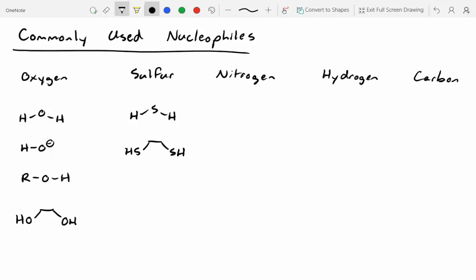For nitrogen, we know that we can have primary or secondary amines. They're pretty common. So I'll put in lone pairs here. Do you think tertiary amines are used very often? Yeah, not usually, just because they're so sterically bulked up that they have a really hard time attacking. So you usually see primary nitrogen nucleophiles. Occasionally you'll see secondary nitrogens acting as nucleophiles.